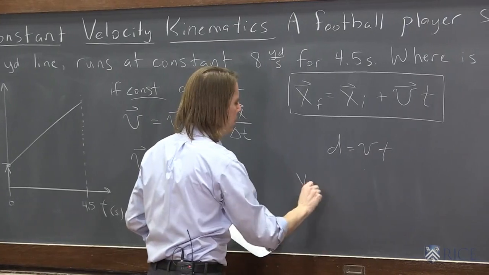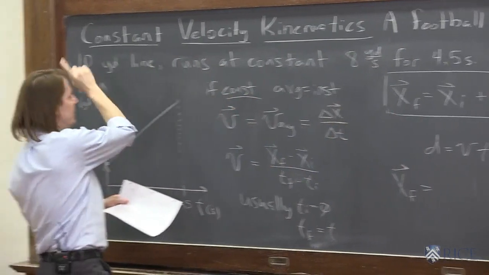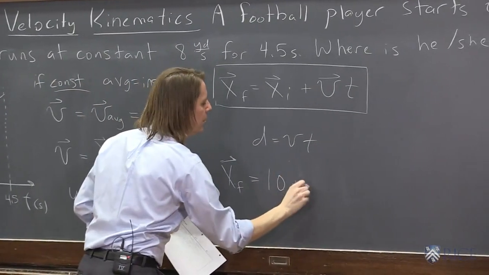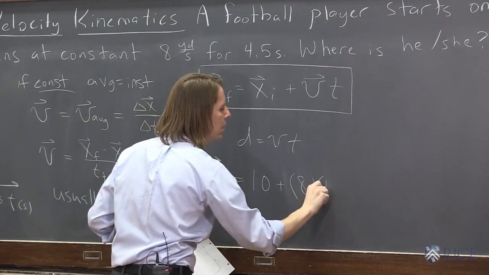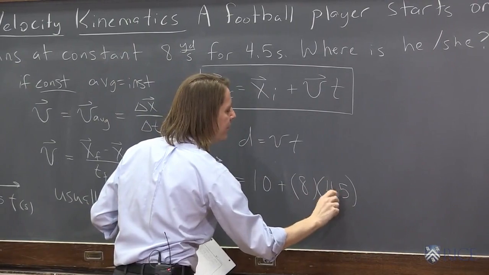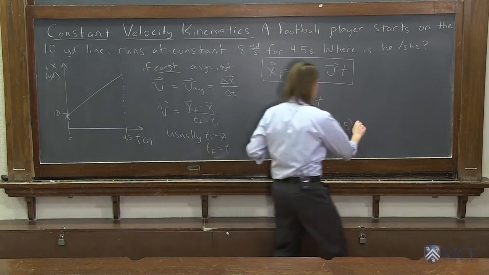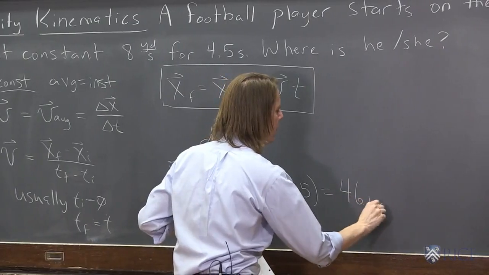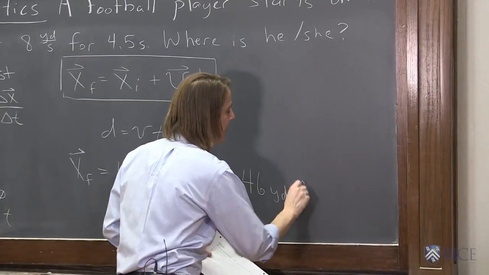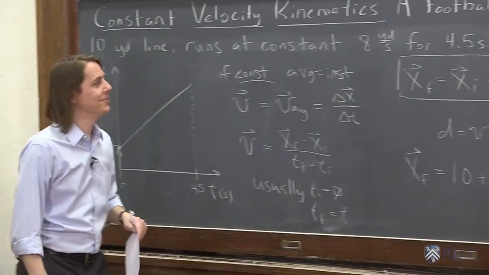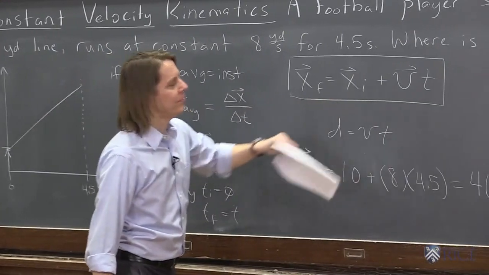The final position is the initial position, which was 10, the 10-yard line, plus the speed, or the velocity in this case, 8 yards per second, times t, 4.5. All right, so 8 times 4.5 is 36, and 36 plus 10 is 46. So it's the 46-yard line where they ended up. And since it's a vector, I'll put i hat. We'll say i hat is the unit vector for downfield. Okay, so that's your first kinematics equation that you may want to know, for constant velocity only.